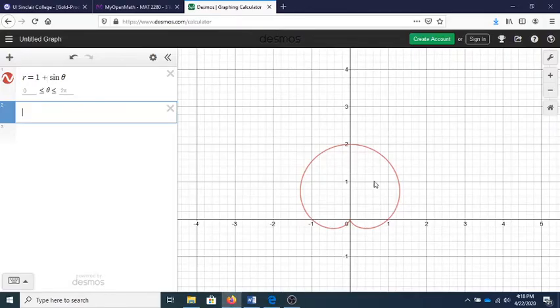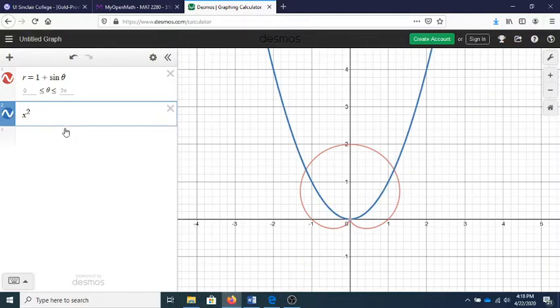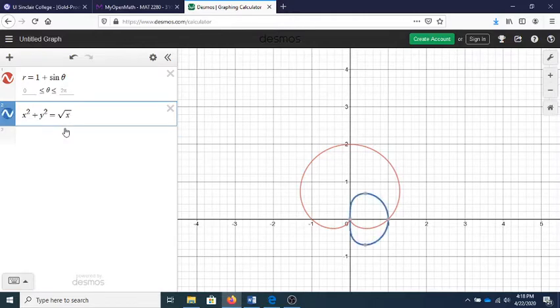Alright, so the polar form was graphed in red. Okay, looks like our new equation will be graphed in blue. So if we've done everything correctly, once I finish typing, the blue curve should be overlaying the red curve. SQRT gives me my square root symbol. Okay, square root of x squared plus y squared.